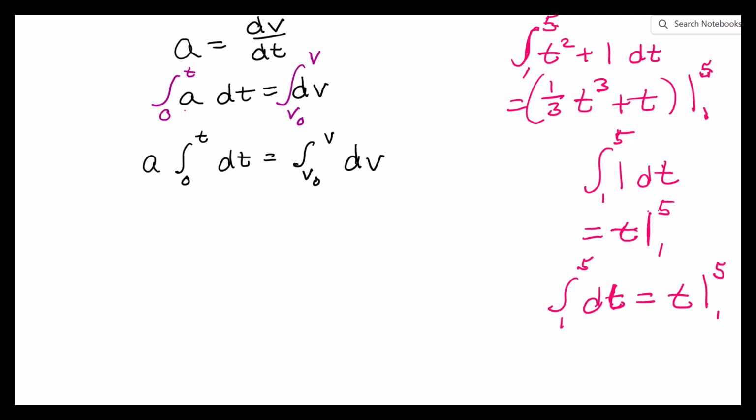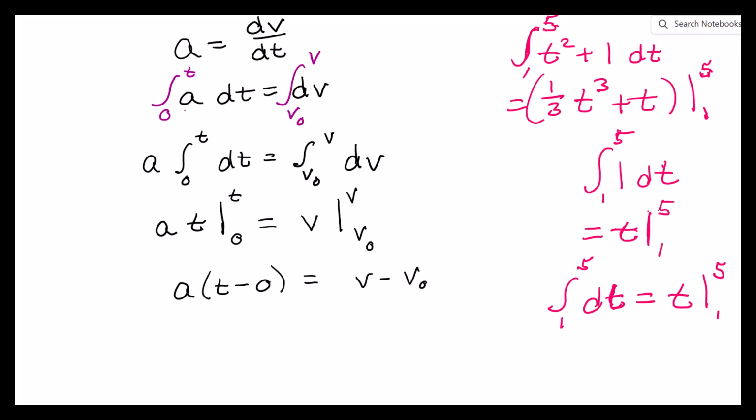And so now we just have kind of integral 1 dt equals integral 1 dv. So we can just evaluate t and v at those limits. So we've got that, and then without too much trouble, we can keep going. Get a times t minus 0 is equal to v minus v naught, and then if we solve for v, we get v equals a times t plus v naught, okay?